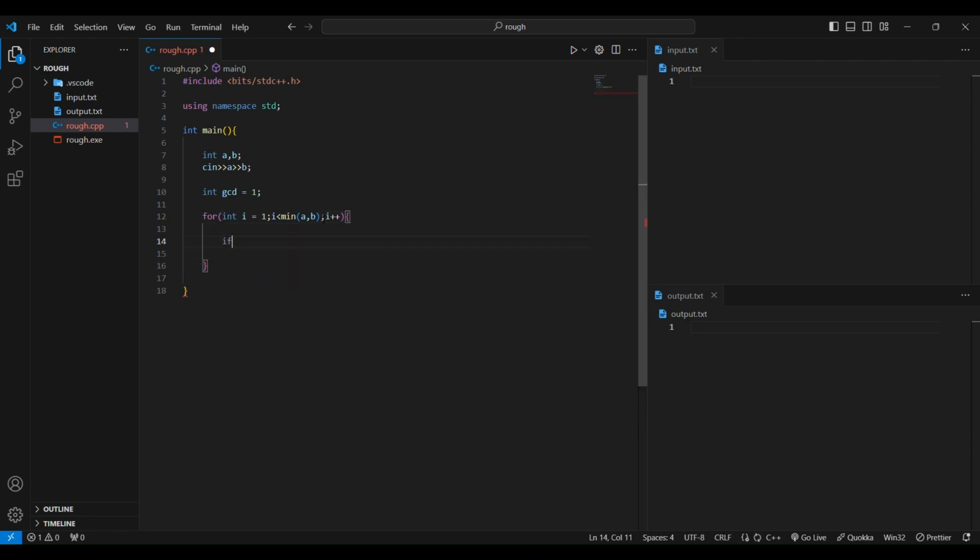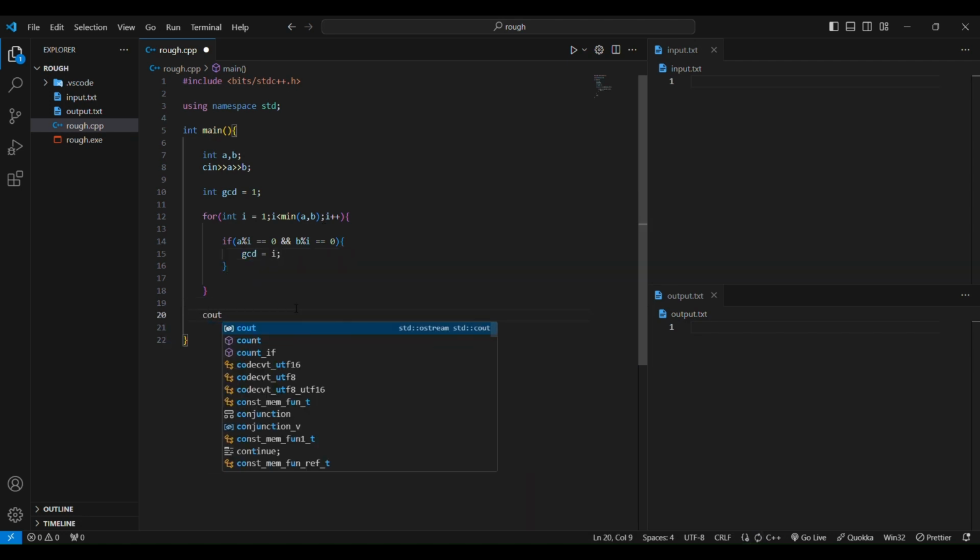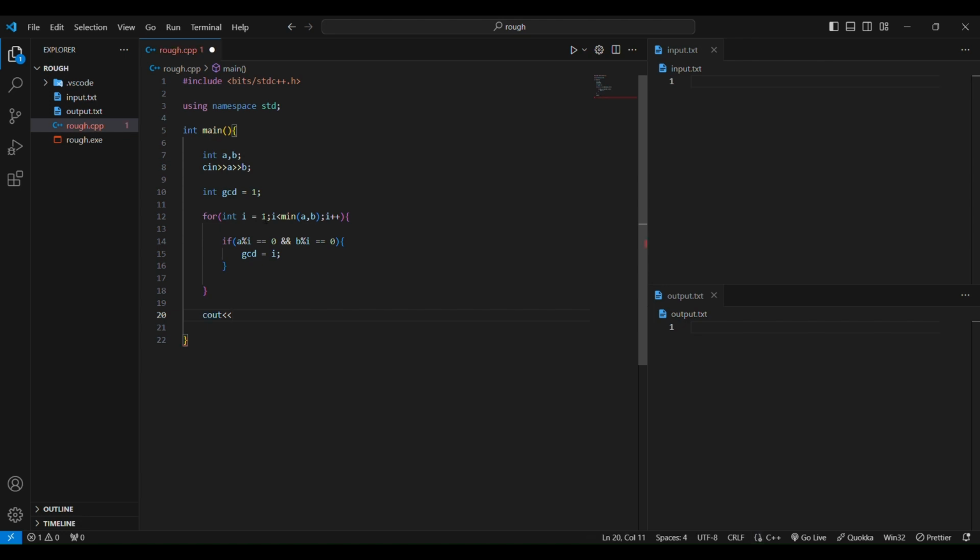Here we are going to check if i is dividing a and b completely. Basically we are checking whether i can be a factor of both a and b, right? So a modulo i equals 0 and b modulo i equals 0. If this is so, then we are going to reassign GCD equals i. At the end, we will be having the greatest common divisor, right? From 1 till minimum of a and b it will go, right? So on the way, the numbers are increasing. So GCD will be having the greatest common divisor, right?